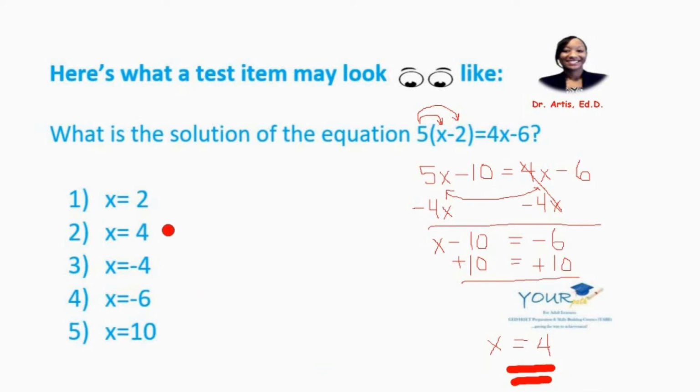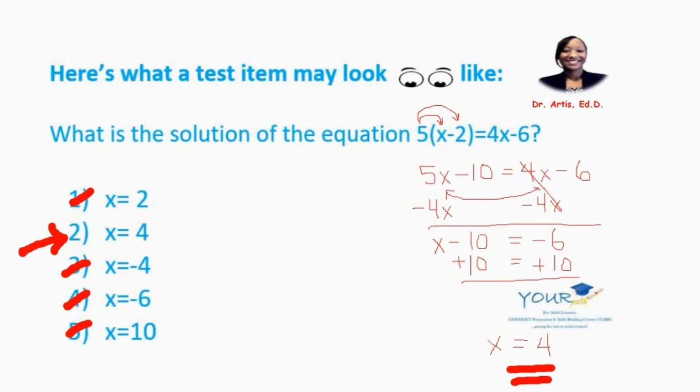So when we come over here to our options, we can see that option 2 is the correct choice in this case because x equals a positive 4. So when we answer our question, what is the solution of the equation 5 times (x minus 2) equals 4x minus 6? Having solved the equation, we know that x equals a positive 4, and in this case, that is option number 2. Therefore, we can eliminate options number 1, 3, 4, and 5.